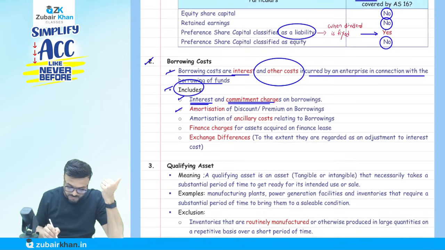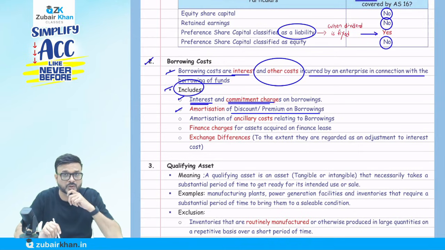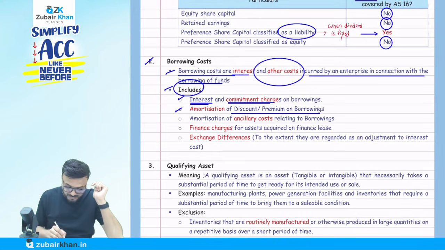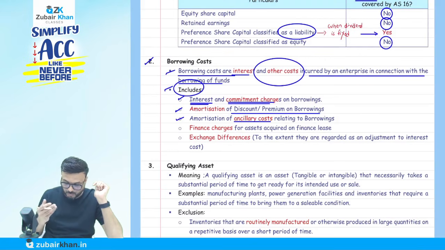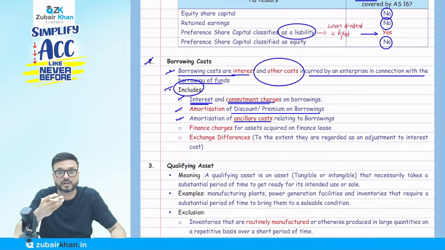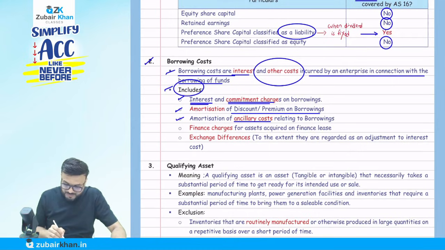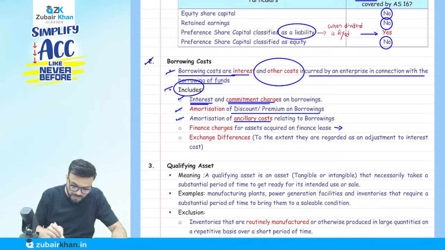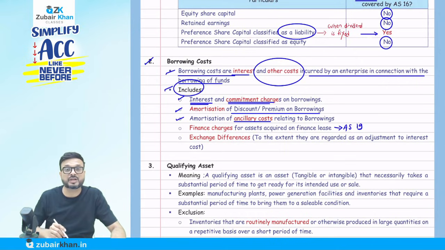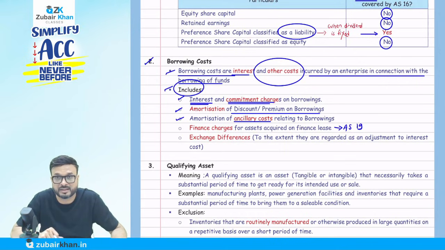Then they say amortization of discount or premium on borrowing. For example, we issue a debenture at a discount, or we do the redemption at a premium. So that amortization cost is also borrowing cost. Then they say amortization of ancillary costs related to borrowing. For example, you pay certain commission to take a loan. Those are also borrowing costs. Finance charges for assets acquired under finance lease are covered by Accounting Standard 19, Leases.